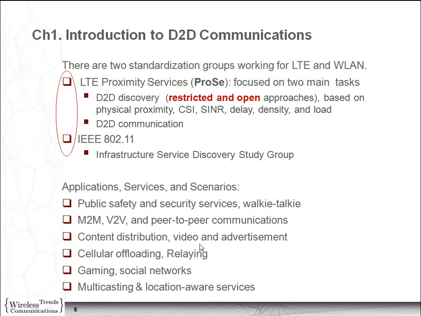And as I said, if we have this video or advertisement, something that should be broadcast or multicast, well, we can use device to device. The idea here is that we can use cellular offloading. Now we take the load off the network and just hand that to the device-to-device links. We can use them as relays as well, and we can have so many other applications. But the initial ones are public safety and security services.